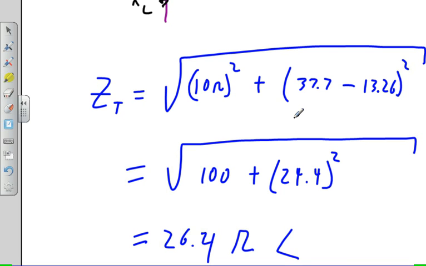Because my calculator is in polar mode, when I hit the enter button, it's going to tell me that my answer is wrong because I entered it wrong. So I'll do it again. 10 plus 24 plus 4 I. Boom. So I have 26.4, the same number I had before, but my angle is 67.7 degrees.